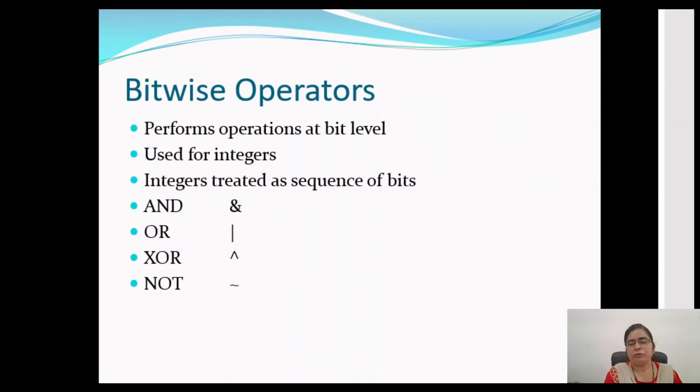Here also we have 4 bitwise operators in this category. The first one is AND, represented with a single ampersand, then OR with a single pipe symbol, XOR with a caret symbol and NOT with a tilde symbol. So these are bitwise operators, and the truth table for AND, OR and NOT is exactly the same as what we studied for logical operators.